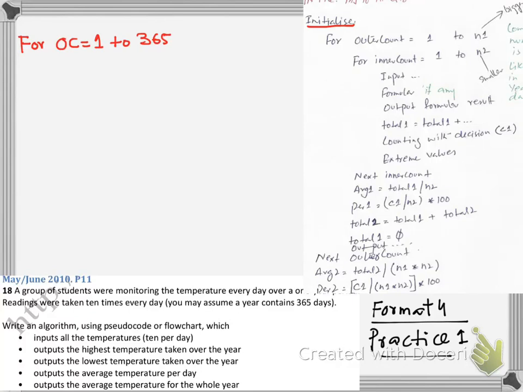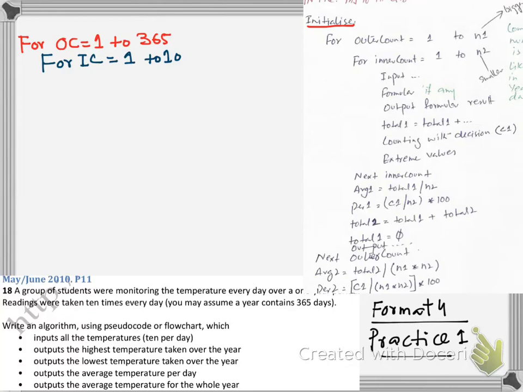Alright, then we have inner count and that would be for inner count is equal to 1 to 10. This is for the reason that something is happening 10 times per day in this particular question.